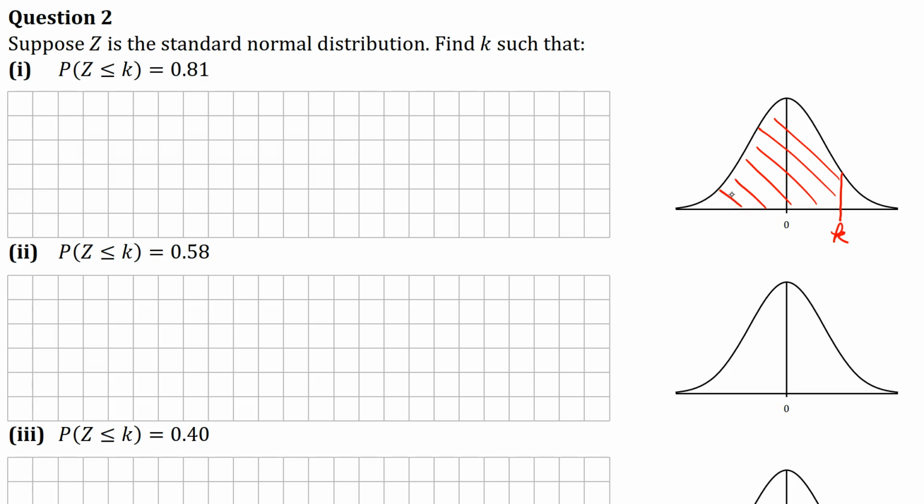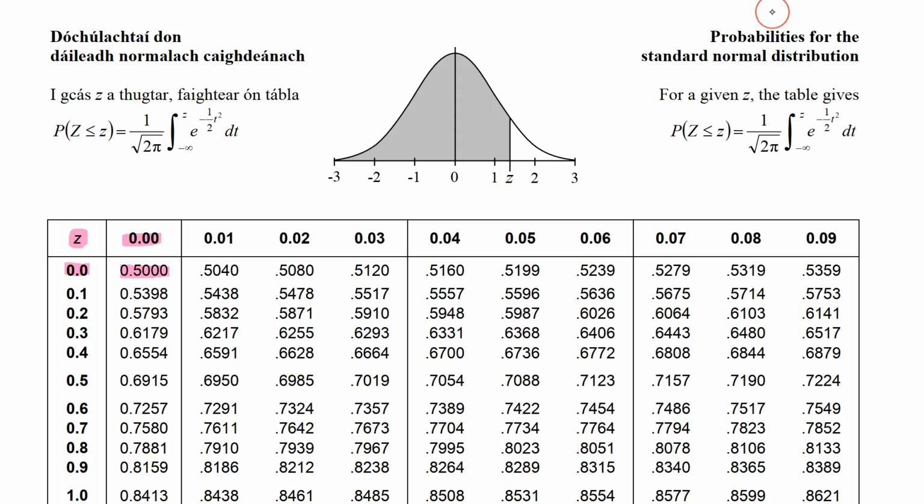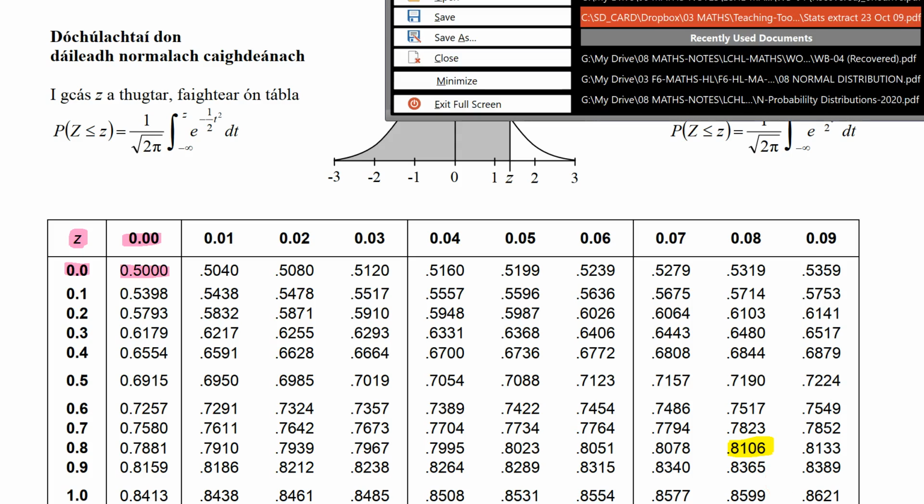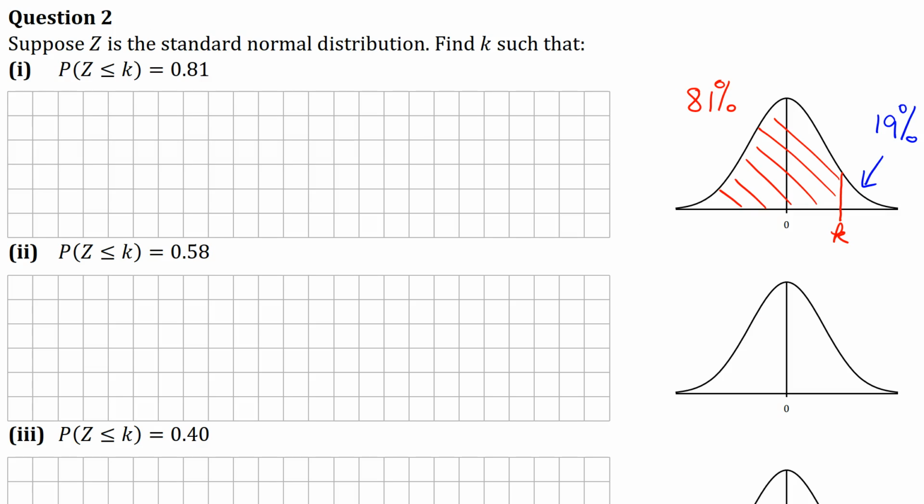Basically that splits the curve into 81% and 19%. So 19% is the part we don't want. So if we look here, all we have to do is go to our Z tables and look for 81% in the middle of our tables. And we can see here the closest we get to that is here, and that corresponds to a Z score of 0.88. So basically here we say that this value here of K is equal to 0.88. So K here is equal to 0.88.